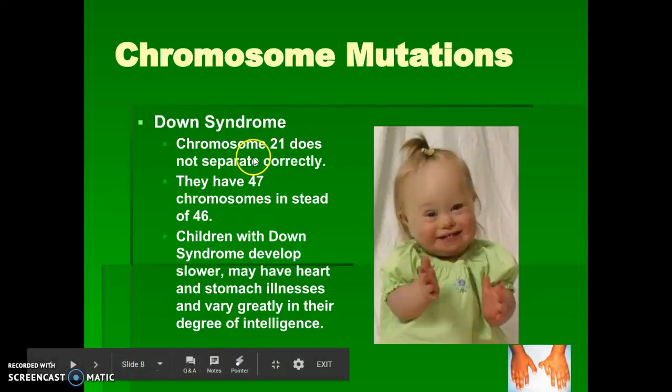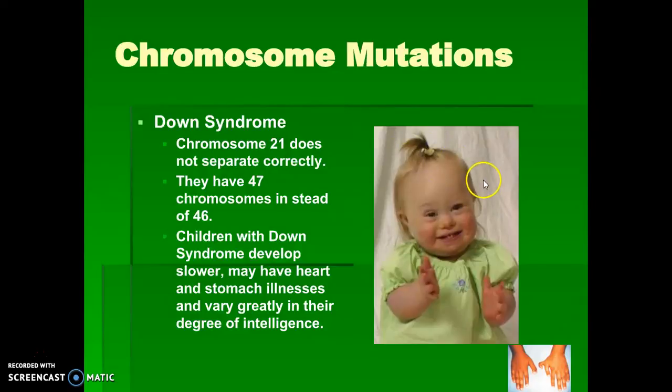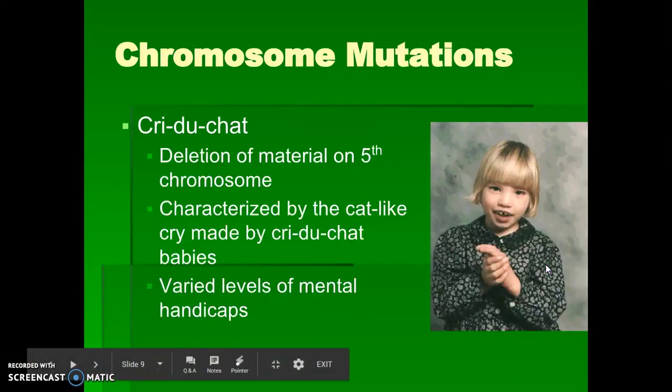Down syndrome, what happens here is the chromosome 21 doesn't separate correctly. So these individuals have 47 chromosomes instead of 46. You see a cute picture over here. Some of the symptoms of Down syndrome are listed there. Cri-du-chat means that some of the material on the 5th chromosome was deleted, and it's characterized by a cat-like cry, and there can be varied levels of mental handicaps.